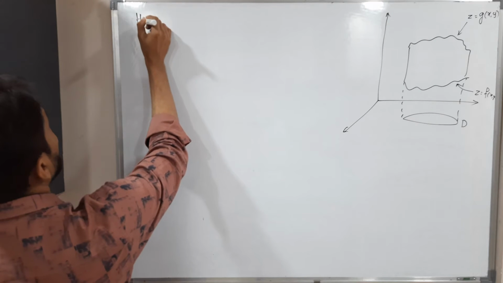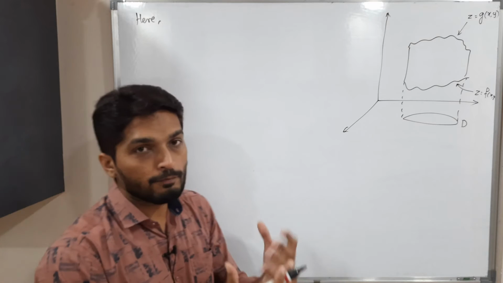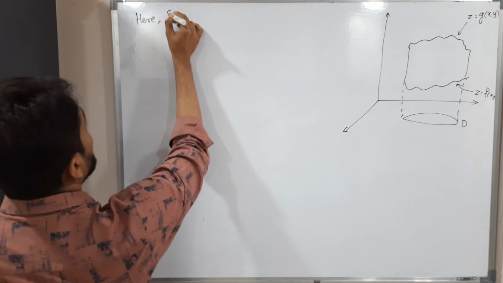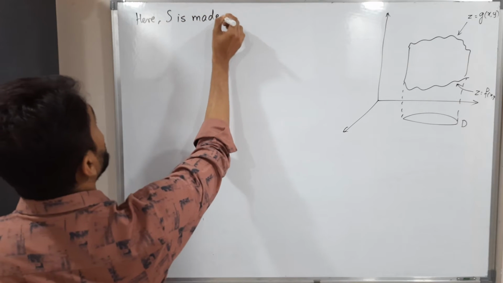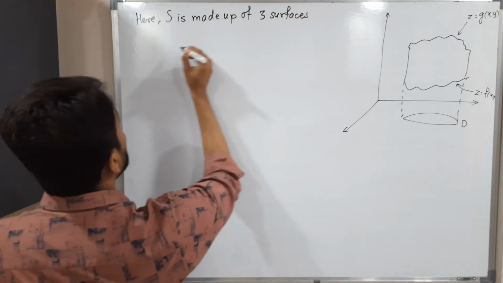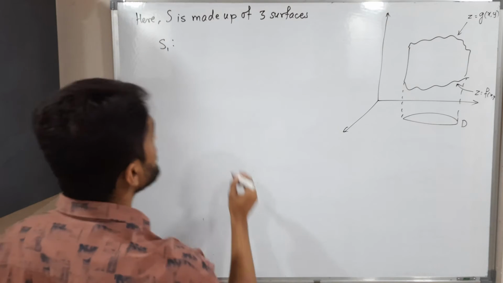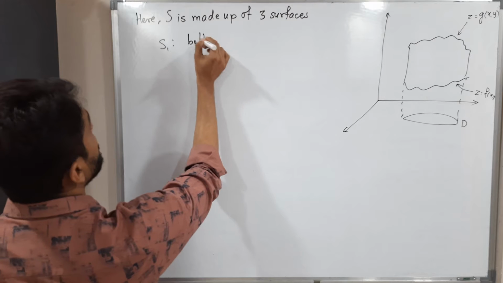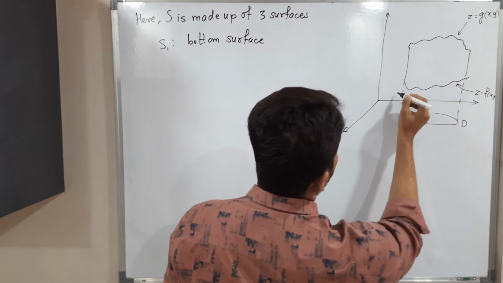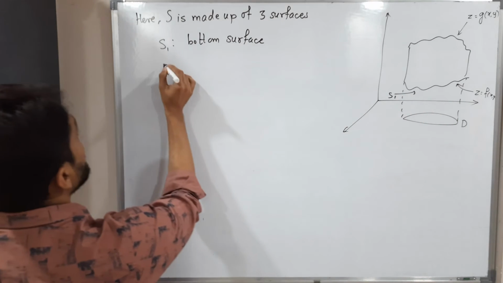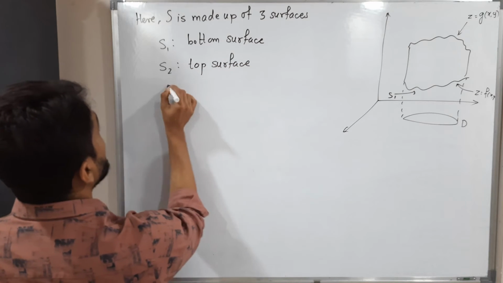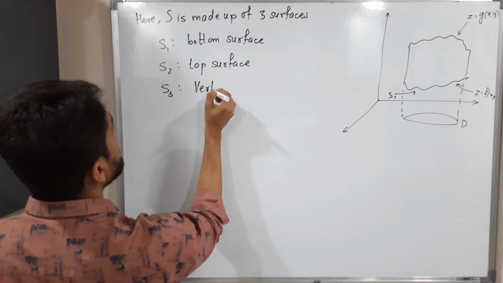So here, you know that S is a surface of that region, getting? So S is made up of 3 surfaces here. Let me mention here, S is made up of 3 surfaces. See the first, S1. So S1 is the bottom surface. That means at the bottom of this region we have some surface. So I'm calling it S1, getting? S2, that means top surface, and S3 is that vertical surface.